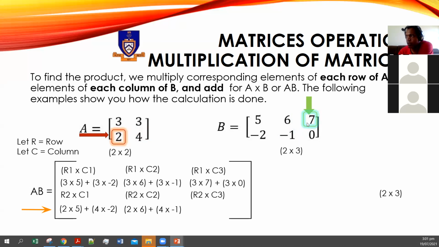The 2 will multiply the 7. That is the first element. That's what we put in there. Plus the second element, which is the 4, which multiplies the 0. And that is what we have over there. That is the second element.